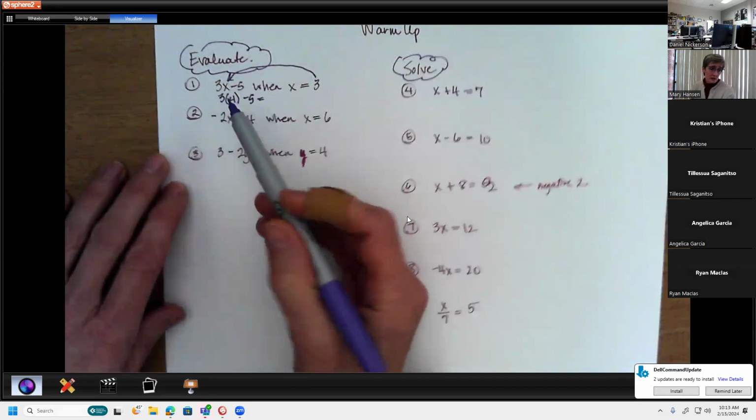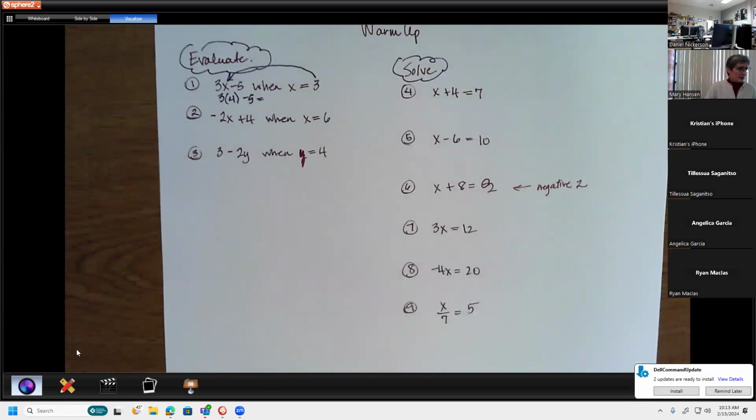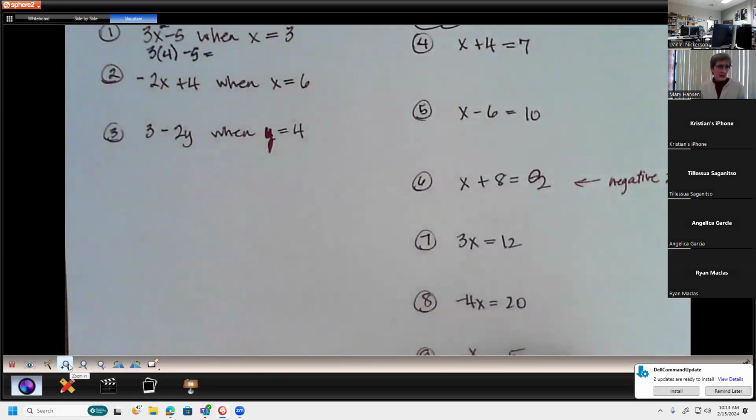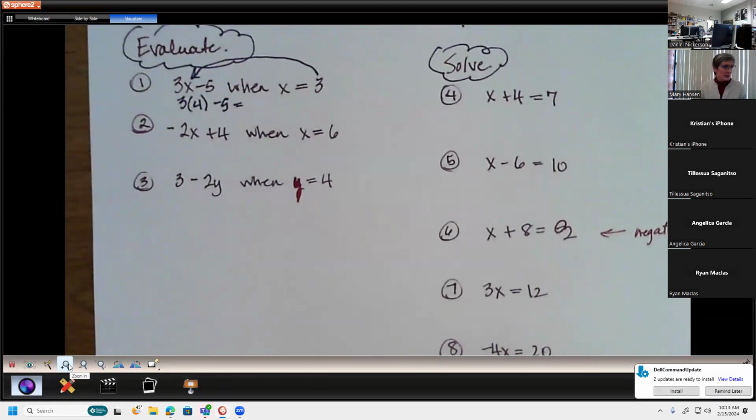Remember, when the 3 and the x are right next to each other, that means multiplication. And I put the parentheses around the 4 when I change that x to the 4.